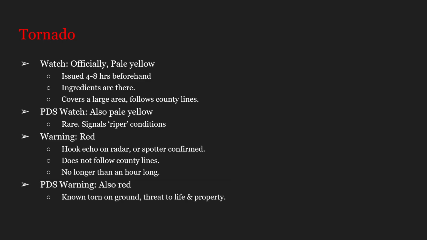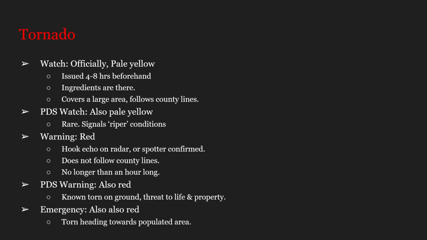Our second to last is the PDS tornado warning. This warning is also red. The PDS tornado warning is letting you know that there is a known tornado on the ground that is a threat to life and property. And just like the regular tornado warning, you should be taking action, getting to the lowest level of your home, such as a basement, and if you do not have a basement, the most interior room that you have. Take everyone with you. Shelter. Cover yourself up with a pillow, blanket, whatever. Protect that head of yours.